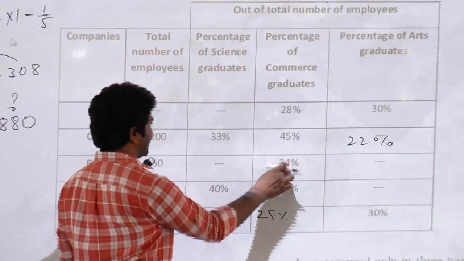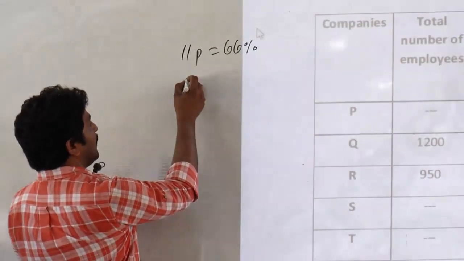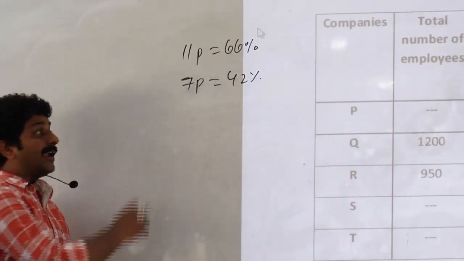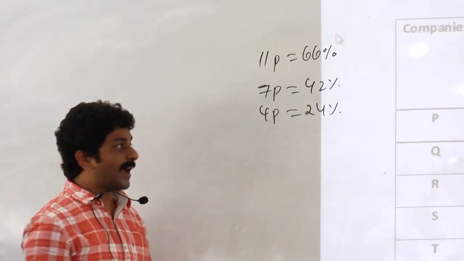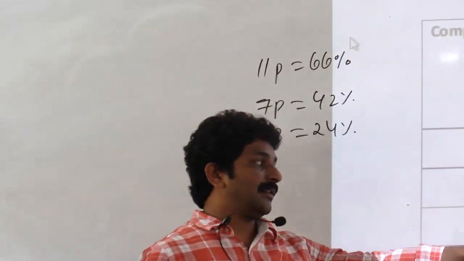We already have 34% here. Remaining is 66%. Now 66% is divided into 11 parts. So 11 parts is equal to 66%. Science graduate employees are 7 parts, 6 times 7 is 42%. And arts graduates are 4 parts, 6 times 4 is 24%. You're asked about 24% arts graduate employees in company R. Total is 950, so you need to calculate 24% of 950.